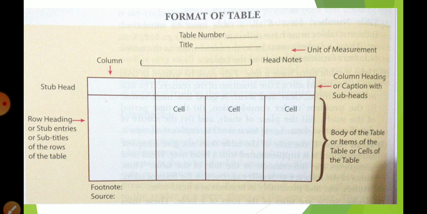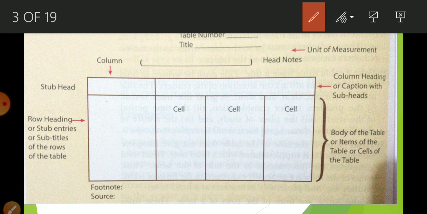Now what is tabular presentation? When data are represented in rows and columns, this is your tabular presentation. Here is given the format of a table. Already I had explained to you about the format. First of all, we write the table number. If you are constructing only one table, there is no requirement to write a table number. But if you are considering a book or there are many tables, then a table number is given. After that, the title, meaning what this table is about.